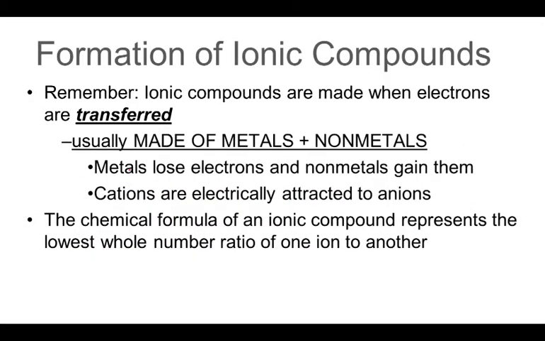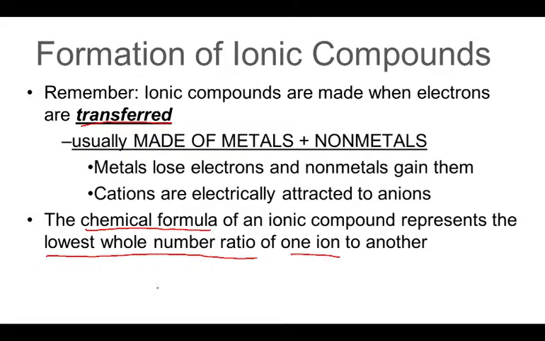So, when ionic compounds get made, remember we talked about how it's a transfer of those electrons, and they're usually made with a metal and a nonmetal. The metals lose their electrons and the nonmetals gain them. Cations are electrically attracted to anions because cations are positive and anions are negative. Opposites attract. Okay? So this is the key part here. A chemical formula of an ionic compound represents the lowest whole number ratio of one ion to another.